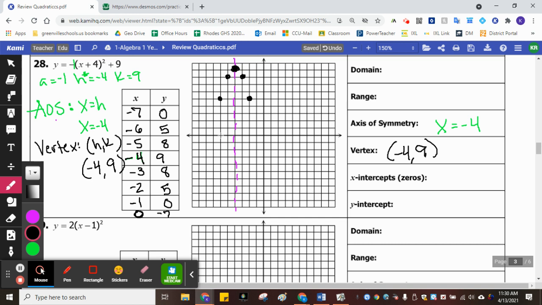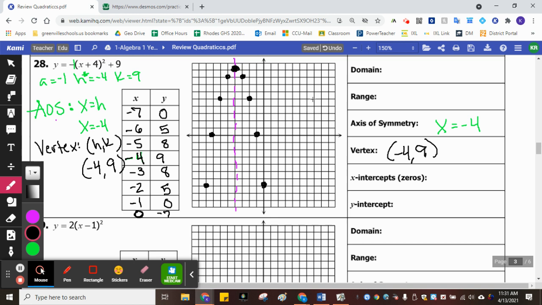3, 4, 5, 6, 7. 3 to my line of symmetry, 1, 2, 3 to the other side. And 0, -7. 1, 2, 3, 4 to my line of symmetry, 1, 2, 3, 4 to the other side. So there's your perfect parabola.